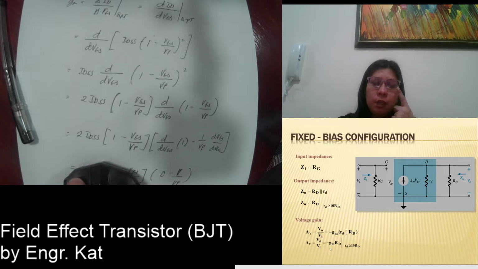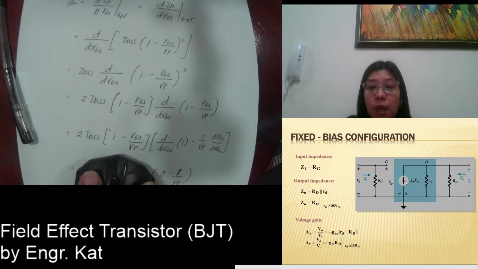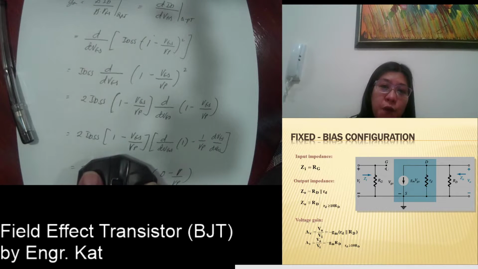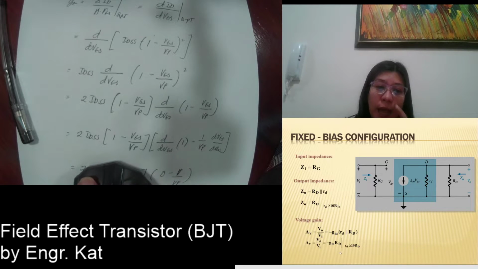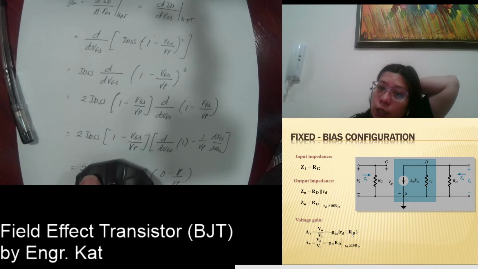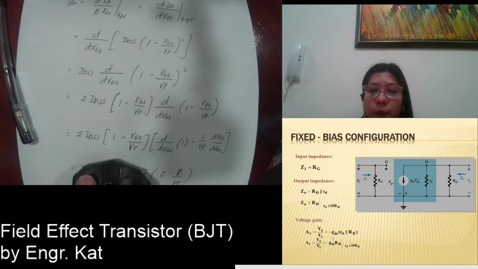So your VO is equivalent to your GM, which is your current. So GM, okay, your GM VGS multiplied by your RD parallel RD. So what is your VI? Your VI is equivalent to VGS. So your VGS will just be canceled out, giving us a voltage gain which is equivalent to the parallel combination of your RD and your RD here multiplied by GM.